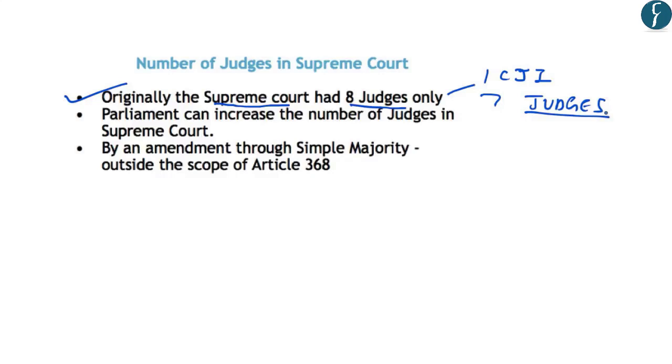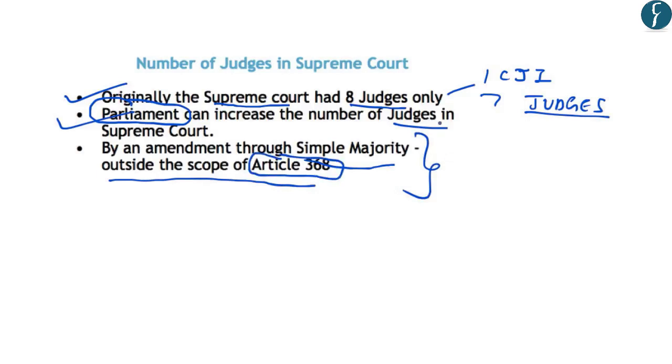So regarding the strength of Supreme Court, you should note that the Parliament can increase the number of judges in the Supreme Court. So this power is with Parliament and not with the President. So this should be noted here. Secondly, the Parliament can increase the number of judges by an amendment to the Constitution, which will be through a simple majority and will not be deemed as an amendment to the Constitution under the Article 368, which means that this is an amendment outside the scope of Article 368.